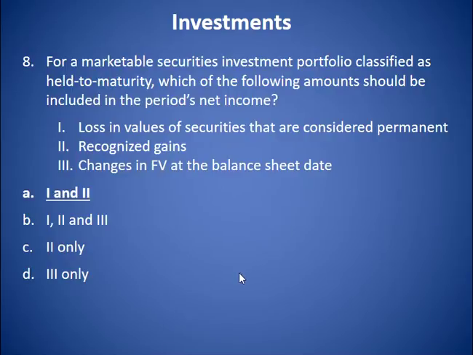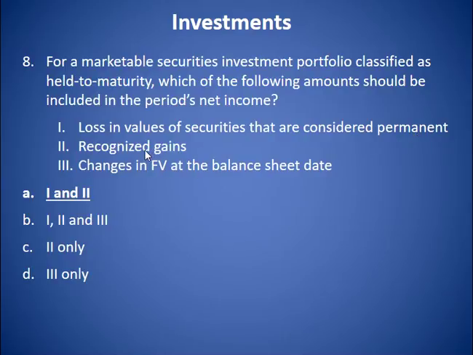And number 8, the answer is A, which would be situations number 1, 2. Let's take a look at these situations. Again, these are held to maturity securities. So in this particular case, number 1, a loss in the values of securities that are considered permanent. This would appear in the net income, because a permanent loss in value is the equivalent of impairment. And if securities or any other asset are impaired, we have to recognize a loss of that impairment.